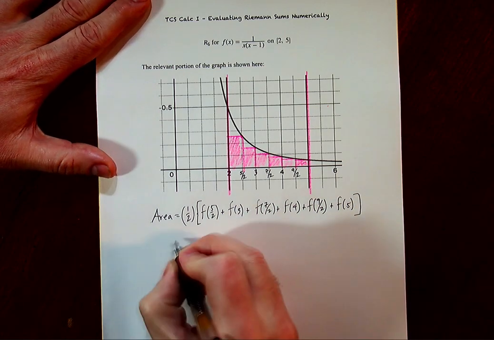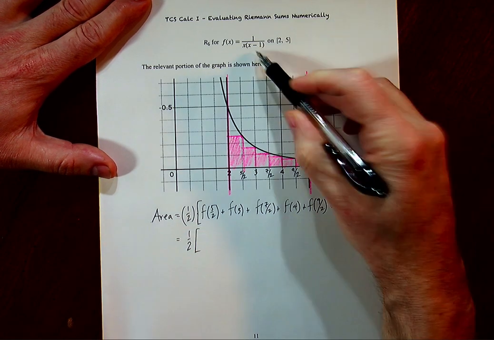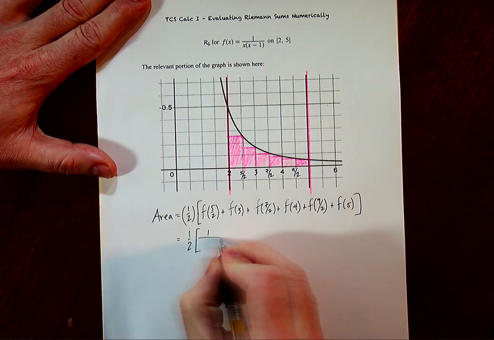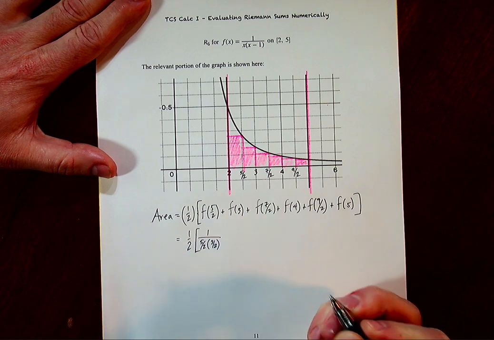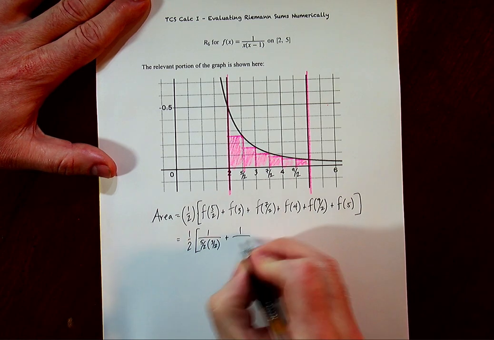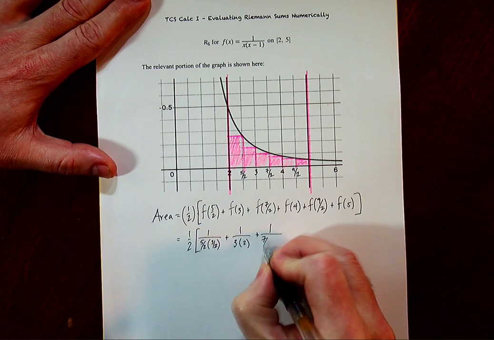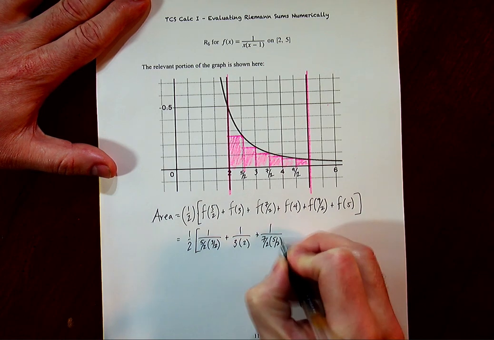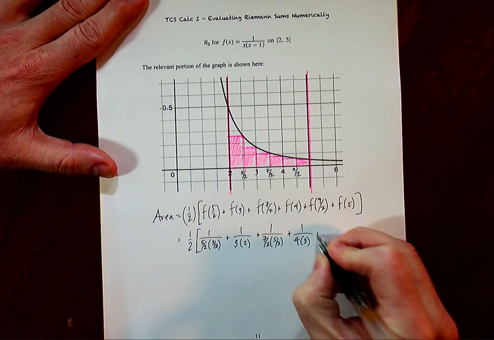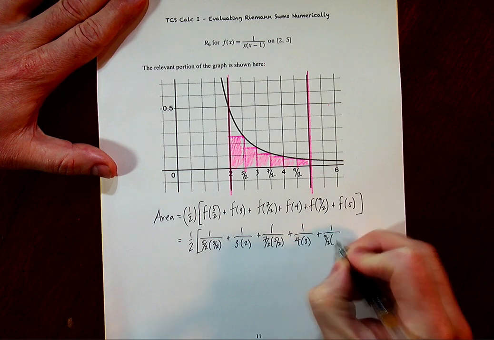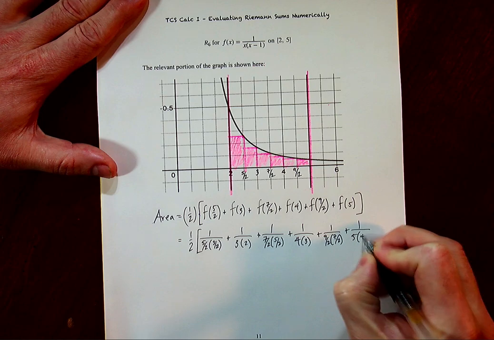Now, what that really looks like in terms of actually working this out, and it's nice that this is in factored form, that's really 1/2, 1 over 5/2 times 5/2 minus 1. 1 over 3 times 3 minus 1. 1 over 7/2 times 7/2 minus 1. And 1 over 4 times 4 minus 1. And 1 over 9/2 times 9/2 minus 1. And 1 over 5 times 5 minus 1.